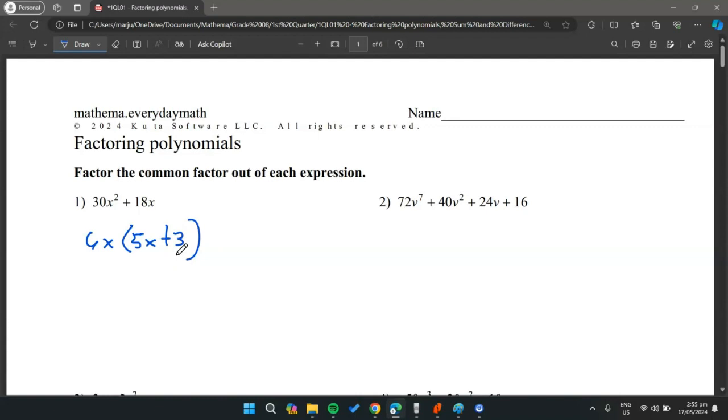What about for number 2? For number 2, we have here 72v exponent 7 plus 40v squared plus 24v plus 16. As we can see here, we actually have a common factor of 8. So if we factor out 8, this will give us 9v exponent 7 plus 5v squared plus 3v plus 2. Right, so that will be our factor.